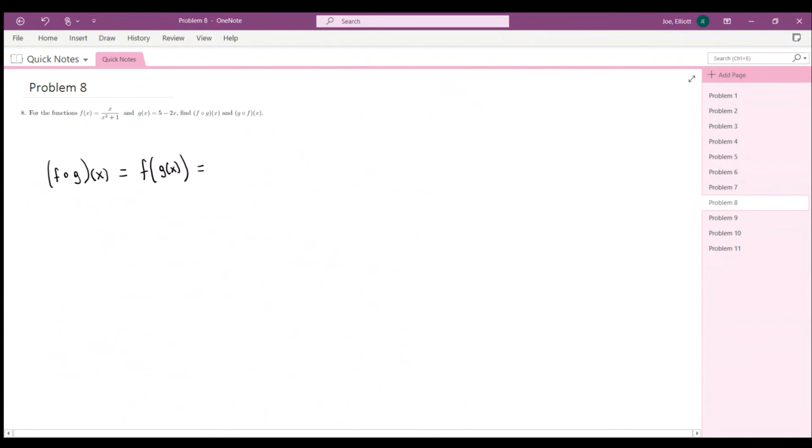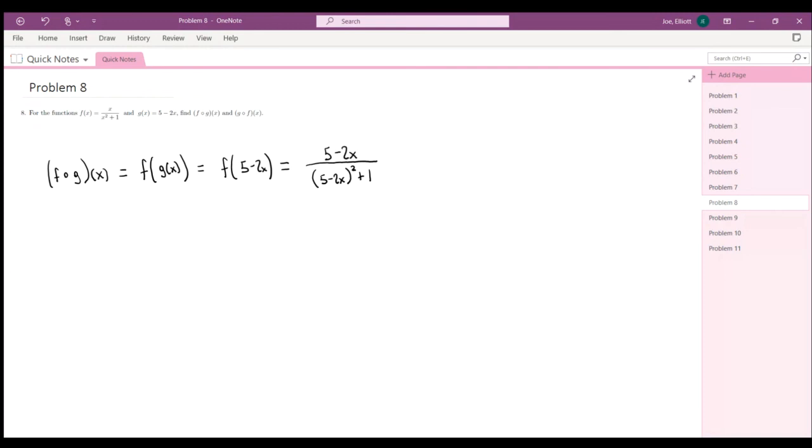G of x was 5 minus 2x. So in the formula for f, we need to replace each instance of x with 5 minus 2x instead, okay? So in the numerator, instead of just x, it's now going to be 5 minus 2x. And in the denominator, instead of x squared, we replace that x with 5 minus 2x. So 5 minus 2x squared, and then plus 1, okay? All right, perfect.